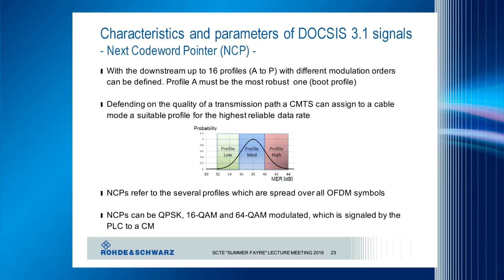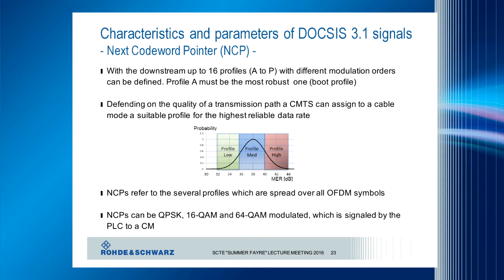And if we now have several profiles in the signal, we have to tell the modem where the profile starts and where the profiles end. And for that, we have a new parameter. It's named next codeword pointer, which points directly to the different portions of the signal. It can be seen on the next slide, but also to mention, of course, that the next codeword pointer can be modulated in different modulation schemes, up to 64 QAM.